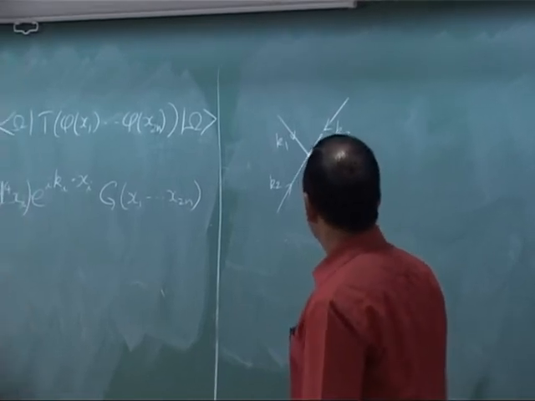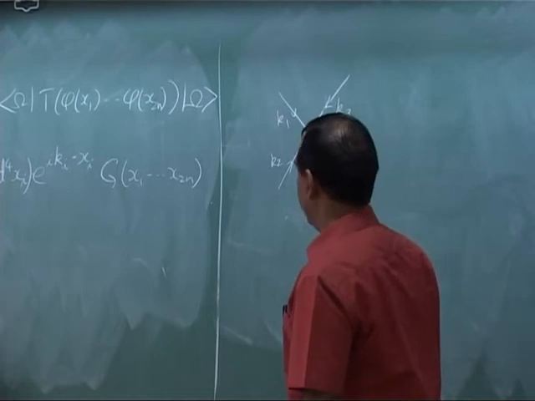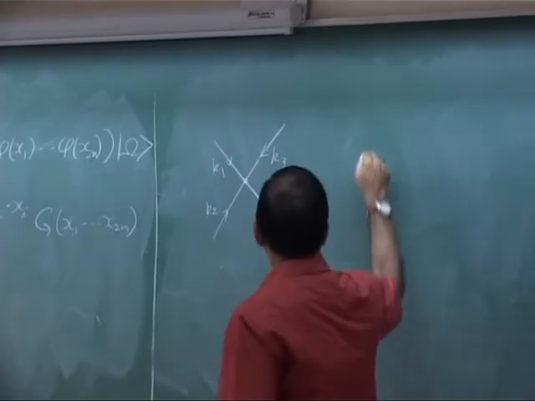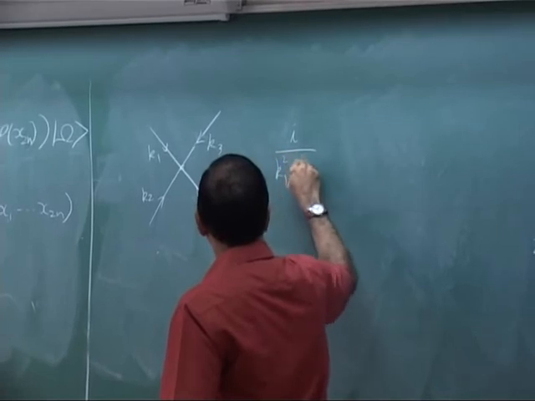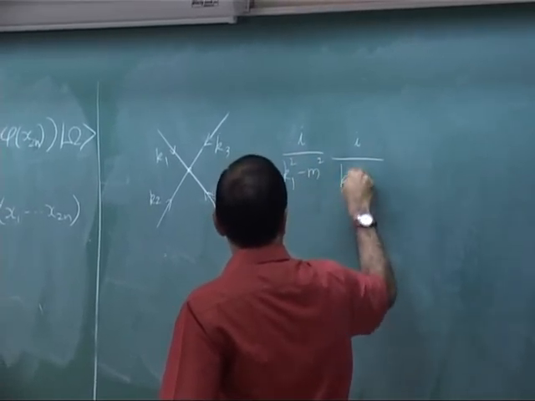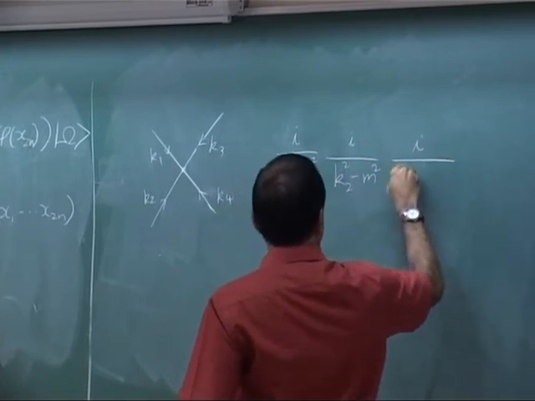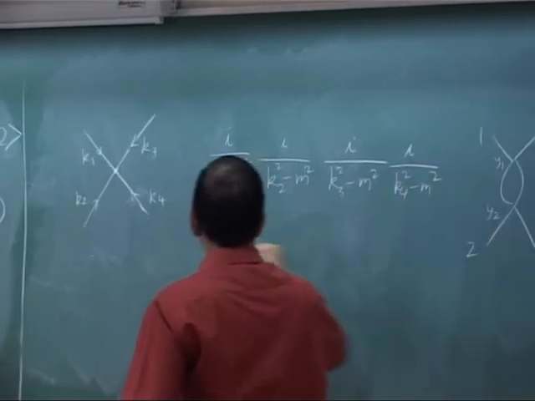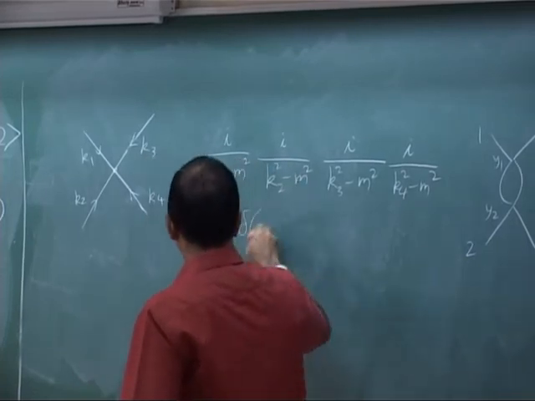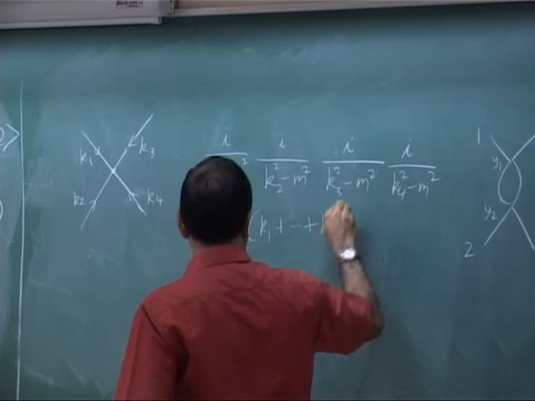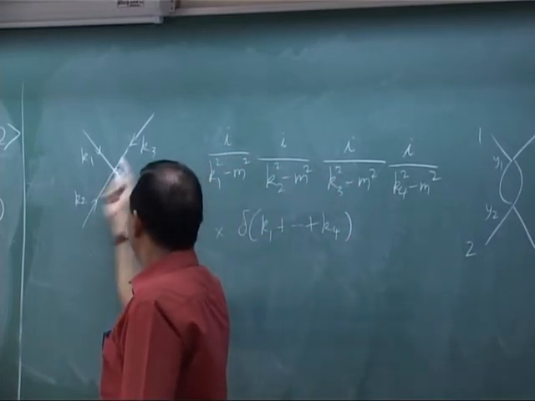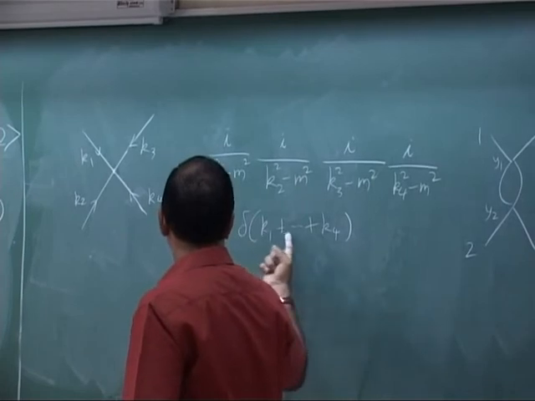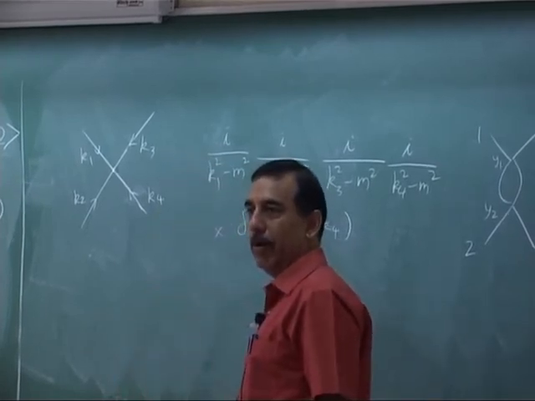So this diagram, as a Feynman diagram in momentum space, its value is the Feynman propagator for each of these lines in momentum space, which is i upon k1 squared minus m squared, i upon k2 squared minus m squared, i upon k3 squared minus m squared, i upon k4 squared minus m squared. And then there's a delta function always, of k1 plus up to k4, all added, which means the total momentum flowing into the vertex must be zero. If I change the sign of these arrows, then this would be delta of k1 plus k2 minus k3 minus k4. Entirely up to me how I do it.